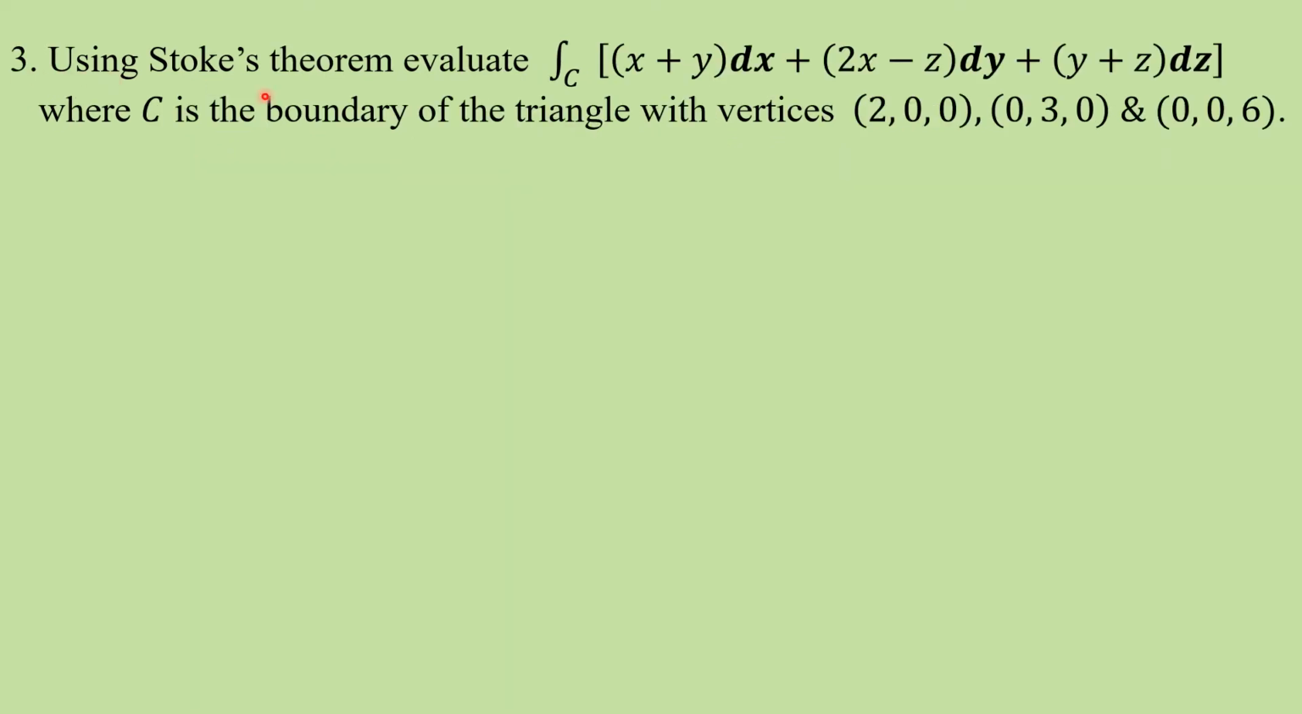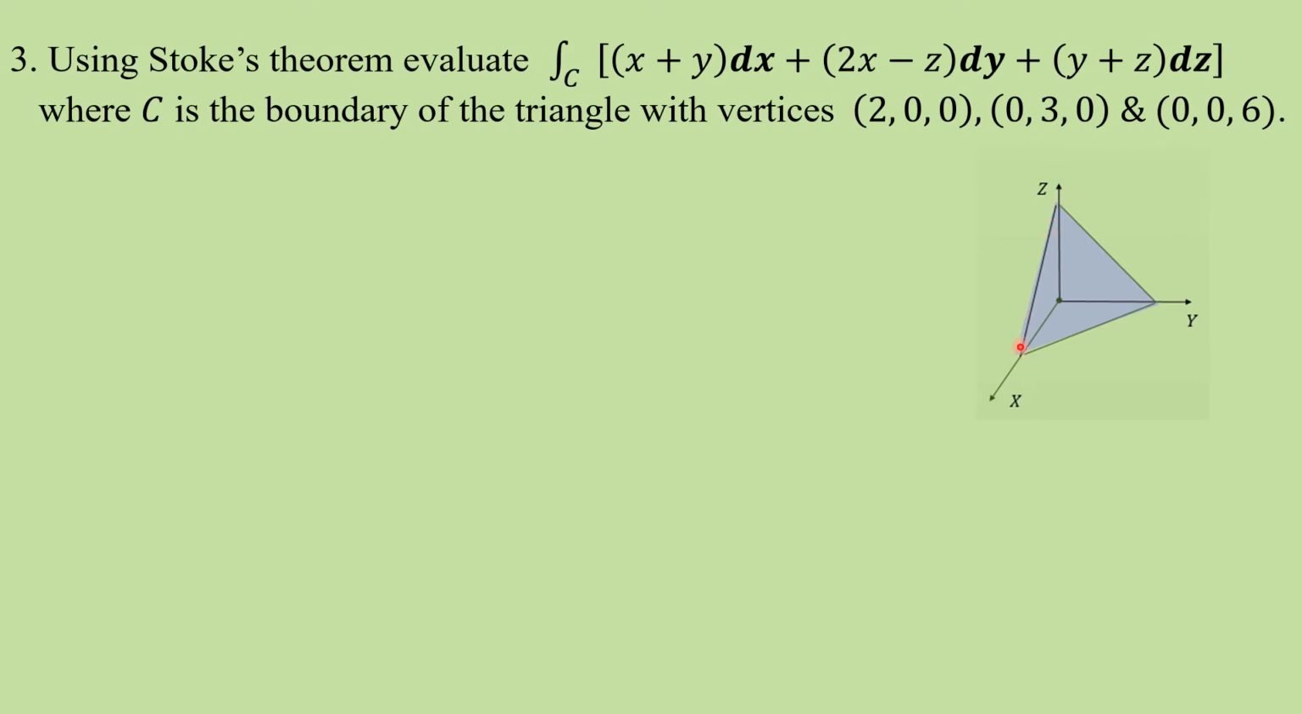Problem number 3. Using Stokes theorem, evaluate the line integral of (x + y) dx + (2x - z) dy + (y + z) dz along C, and C is the boundary of the triangle with vertices (2, 0, 0), (0, 3, 0) and (0, 0, 6). That means it is a triangle which cuts the x, y, z axes at 2, 3, 6.